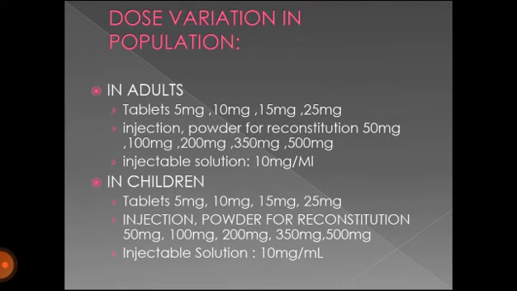Now we have dose variation in population. In adults, tablets, injection powders and injection solutions are available. The tablets of 5, 10, 15 and 25 milligrams are available. Injection powders for reconstitution are available in doses of 50, 100, 200, 350 and 500 milligrams, and injectable solutions of 10 milligrams per ml are available.